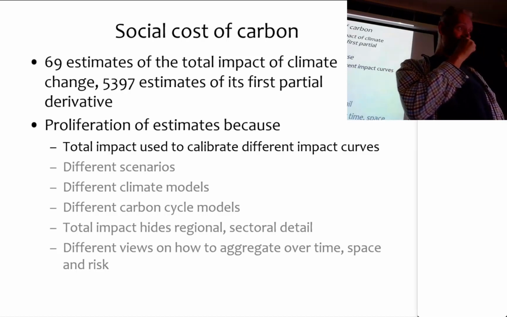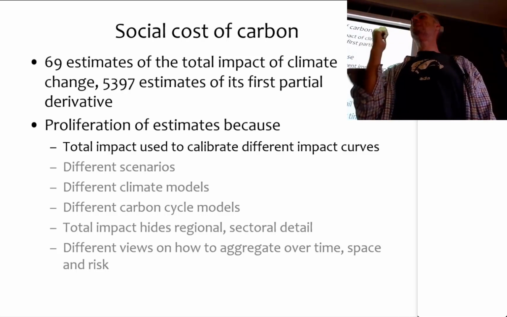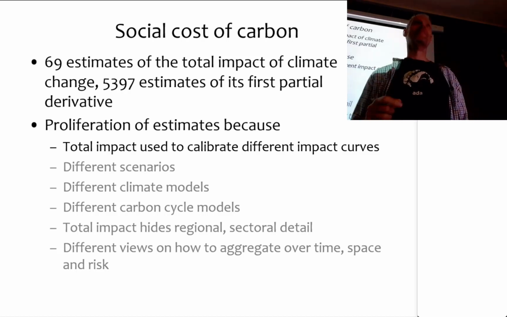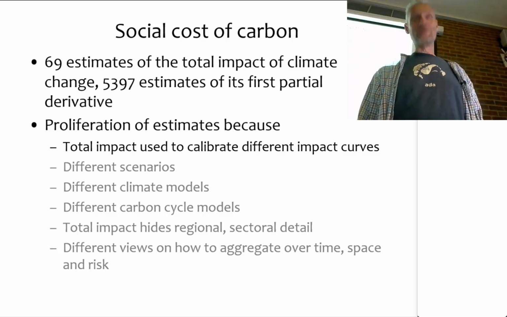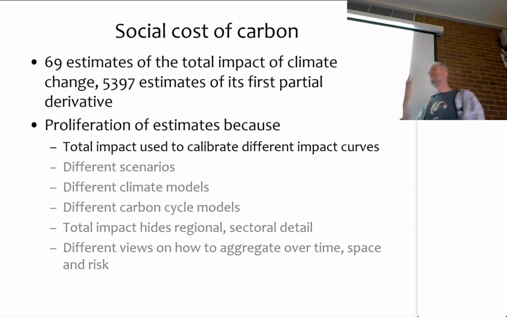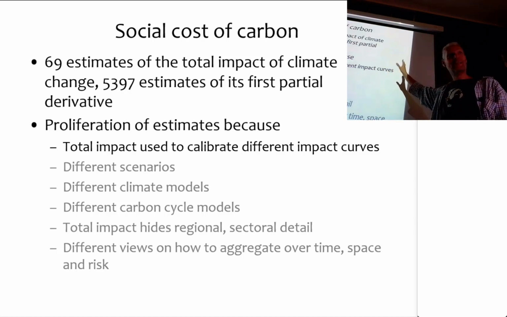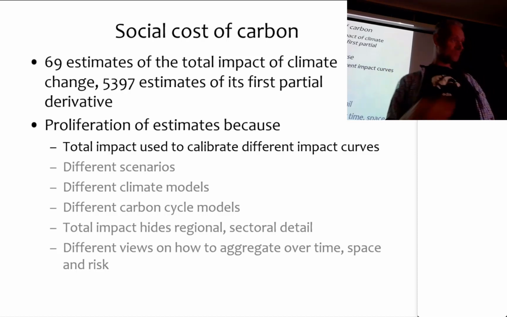And you may wonder, like, we have 62 primary estimates, and then we have more than 5,000 estimates of its first partial derivative. That doesn't make sense, right? Because derivatives are just mathematical truisms. The reason that the two numbers differ so much is because the latter is actually easy to do. The first one is hard to do, but also because there's a large number of additional degrees of freedom.